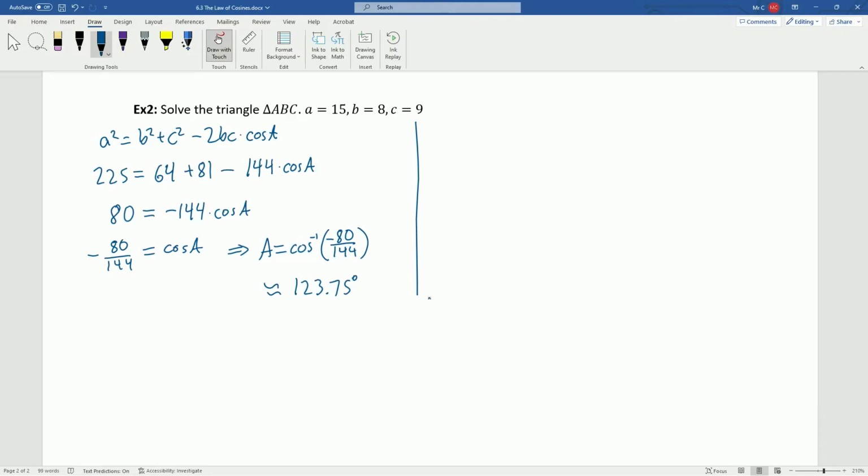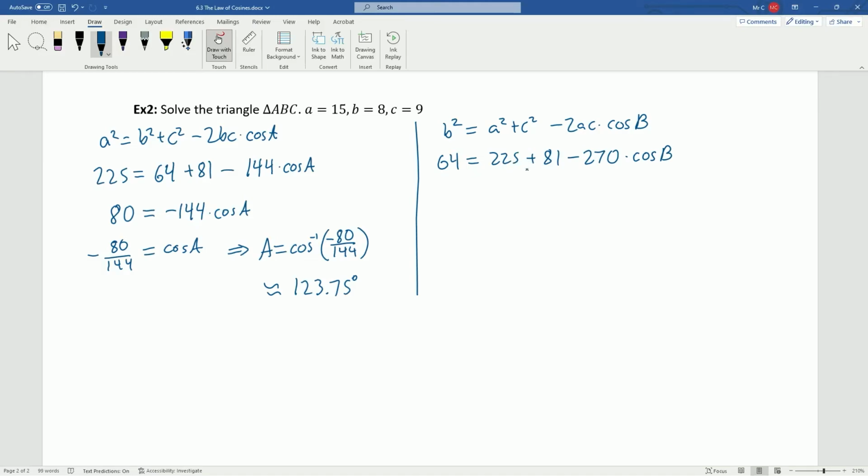Now that I know one angle, I could use the law of sines, but again, I want to continue to demonstrate that we can solve for angles with the law of cosines, so we practice that skill as well. So in this case, I'll set it up for angle B. So we'll use B squared equals A squared plus C squared minus 2AC times cosine of B. So I get 64 equals 225 plus C squared, that's 81, minus 2AC, 2 times A, that's 30, times 9, so that's going to be 270, times cosine of B.